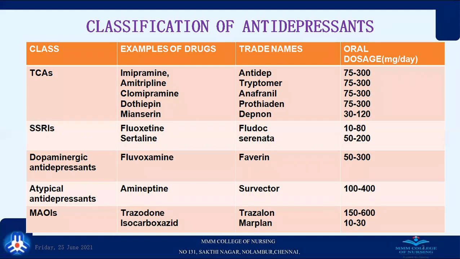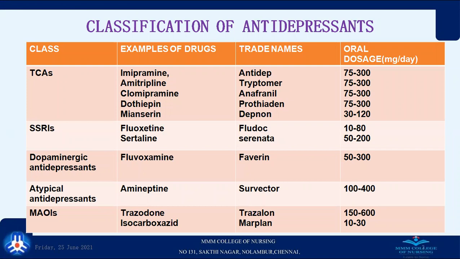These are the examples of drugs for tricyclic antidepressants: imipramine, amitriptyline, clomipramine, dothiepin, mianserin. Trade names are: for imipramine, Antidep; amitriptyline, Tryptomer; clomipramine, Anafranil; dothiepin, Prothiaden; mianserin, Depnon. For imipramine, amitriptyline, clomipramine and dothiepin, oral dosage per day is 75 to 300 mg, and mianserin, oral dosage per day 30 to 120 mg.